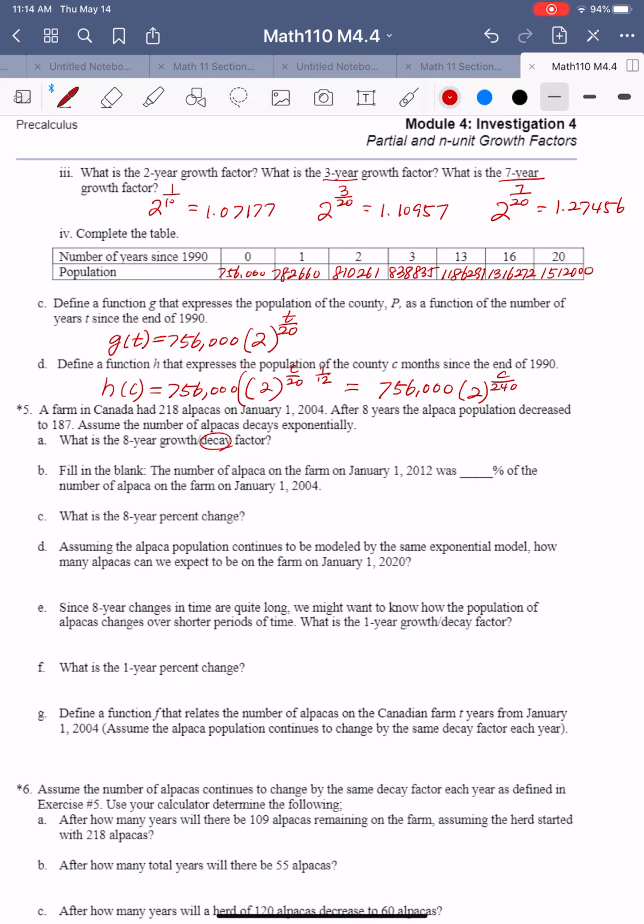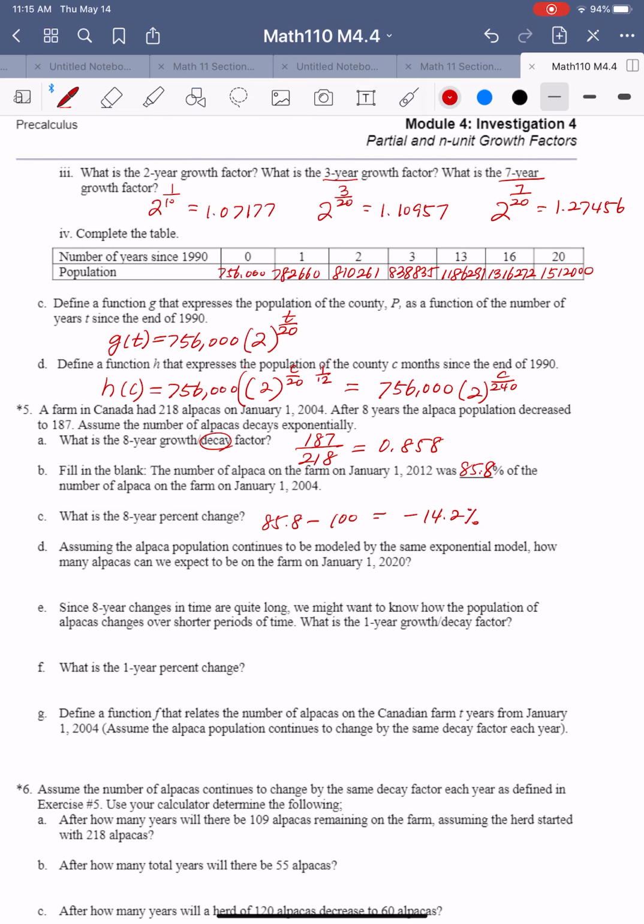Okay, so how do you find out? You need to just divide the two numbers of the alpacas. Okay, so 187 divided by 218, which becomes 0.858. And then B, fill in the blank. The number of the alpacas on the farm on January 1st, how many percent is that? Change it to the percent. So you got 85.8%. Okay, that remains. So what is the 8-year percent change? 85.8 subtract the 100%, which is negative 14.2%, a decrease.